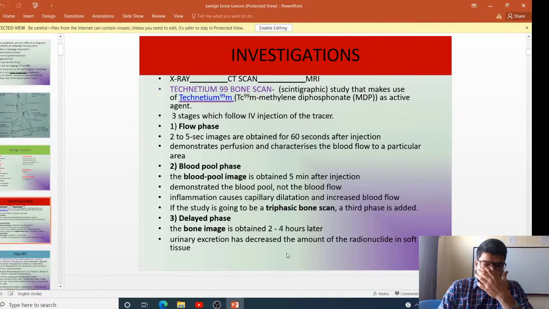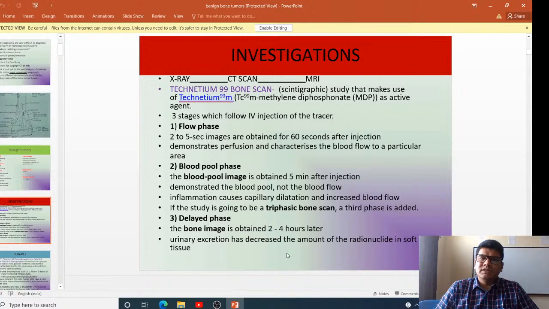For any bone tumor, the preliminary investigation is the X-ray, followed by staging of the tumor by CT and MRI. MRI is also taken to know the spread of the tumor if there is any cortical breach. A technetium bone scan is used to know if there are any occult sites of tumors in the body. There are three stages which follow IV injection of a tracer.